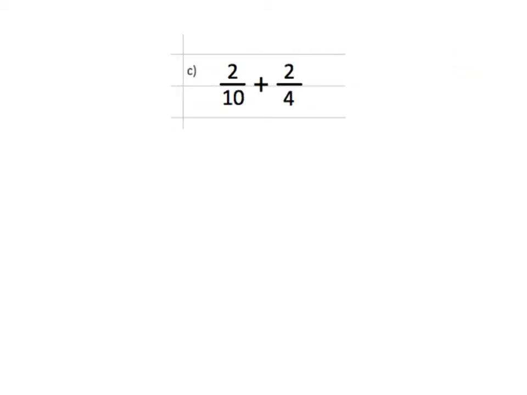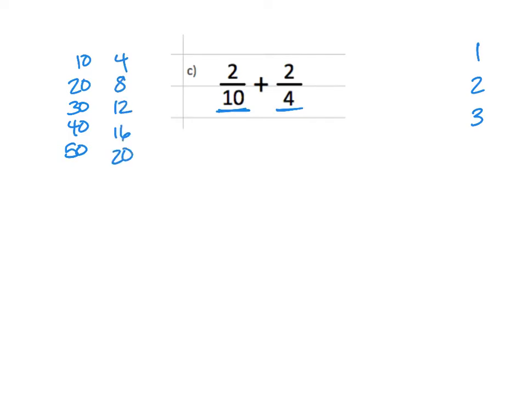However, we don't always have common denominators. So now we have to do steps 1, 2, and 3. Step 1, we need a common denominator. What's a common denominator between 10 and 4? So I could count by tens, and I'm only going to go up to 50, and I'm going to count by 4s. 4, 8, 12, 16, 20. And here's where I'm going to stop.